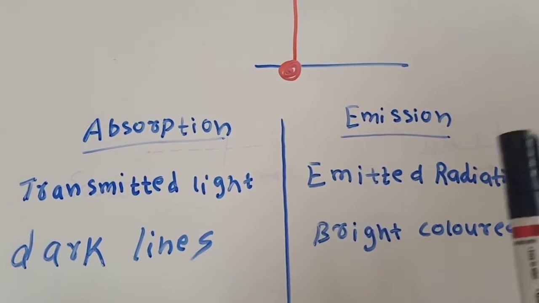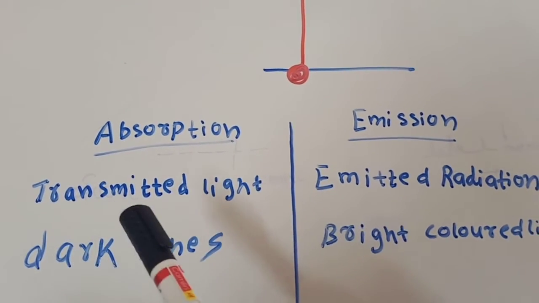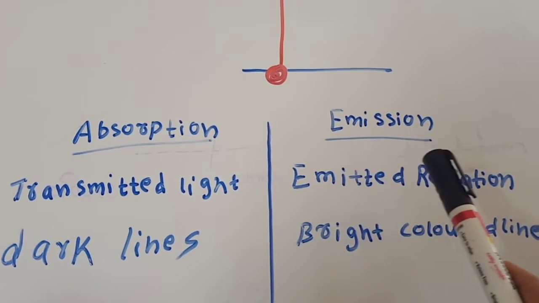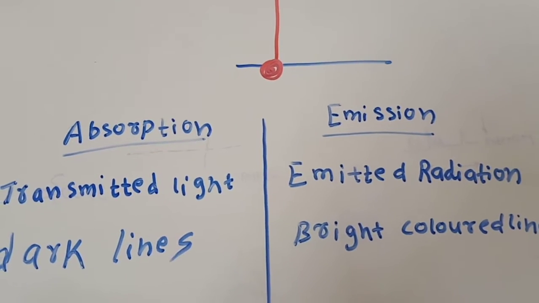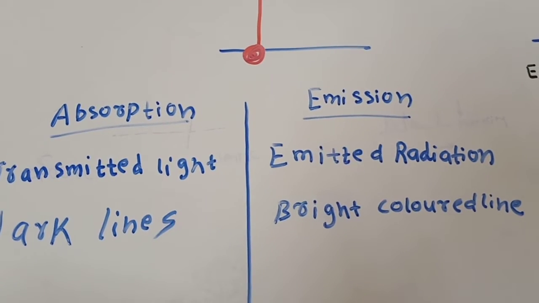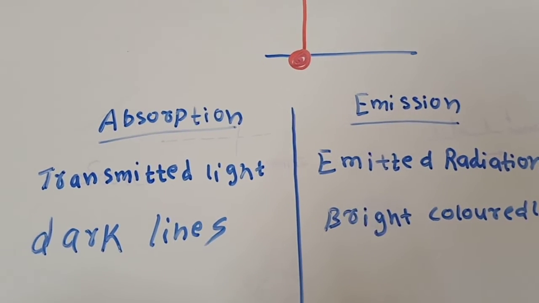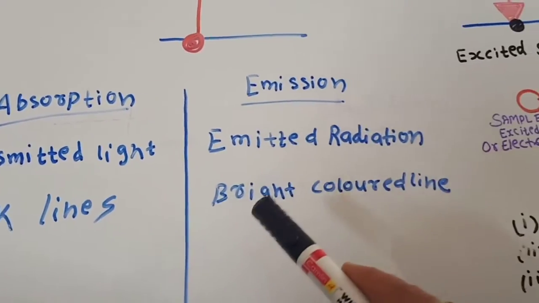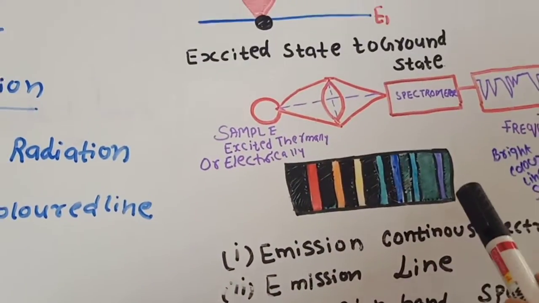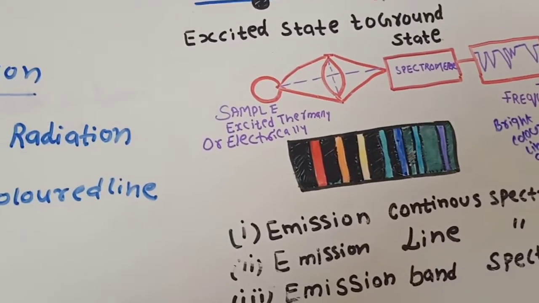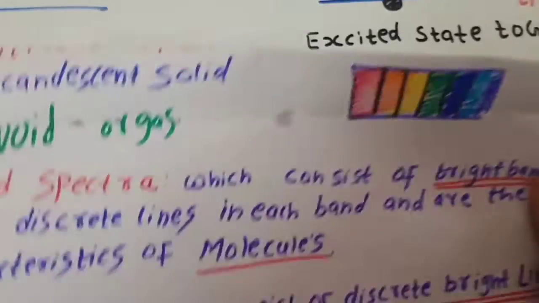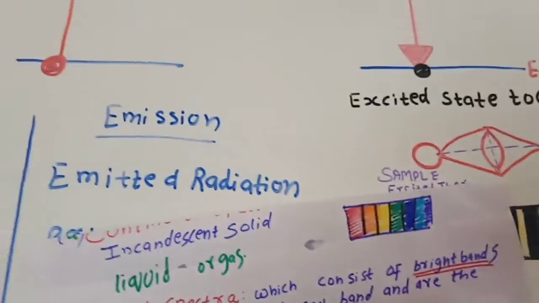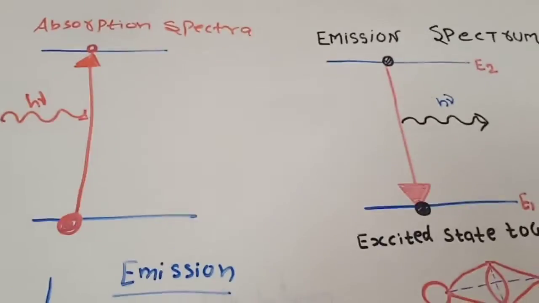What are the main differences? In absorption, the radiations that are transmitted after absorption are analyzed. In emission, the radiations that are emitted are analyzed with the help of our spectrometer. In the absorption spectrum we observe the dark lines, and in the emission spectrum we see bright colored lines, just like this. So these are all about our absorption and emission spectrum.